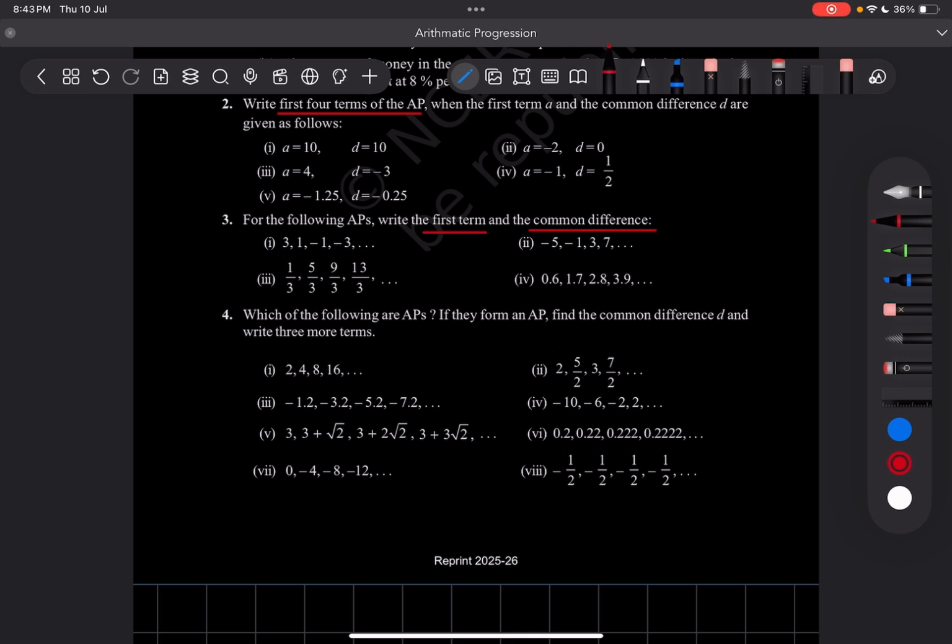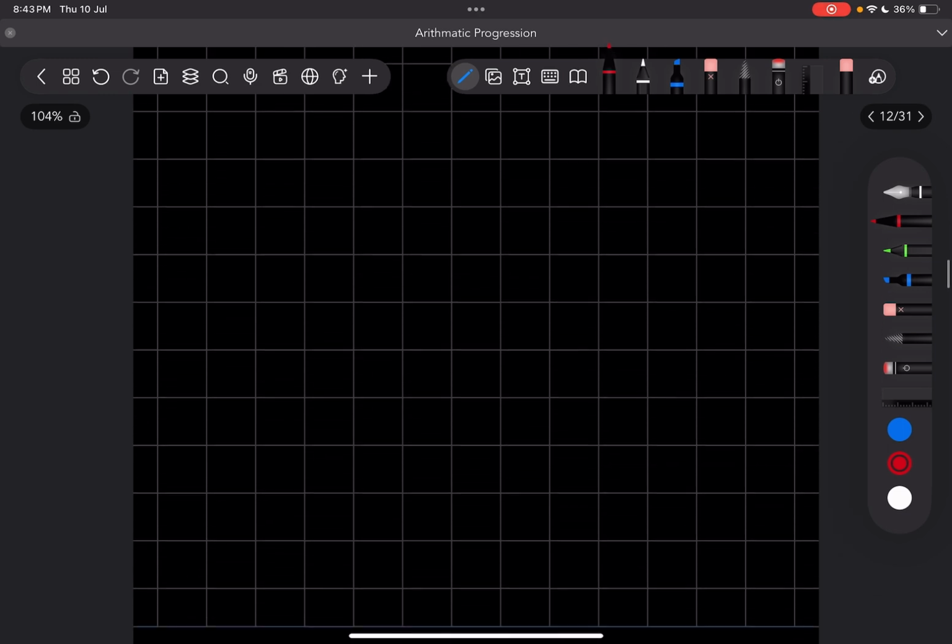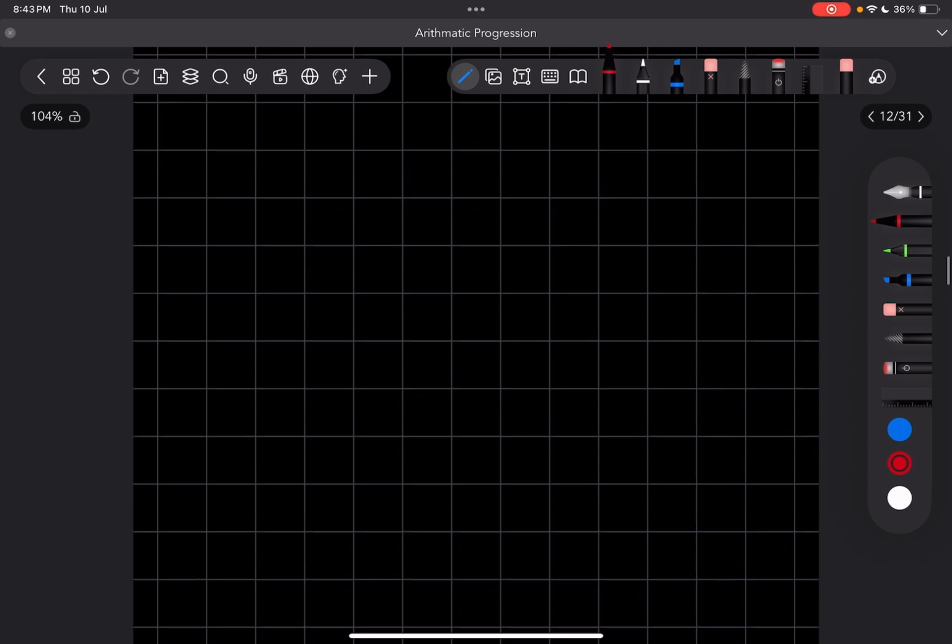In question number 4, which of the following are APs? If they form an AP, find the common difference D and write three more terms. So in this segment, we will check whether the given sequence is an arithmetic progression or not, and if it is an arithmetic progression, we will write three more terms to this sequence. That is all that we are going to do in this exercise.